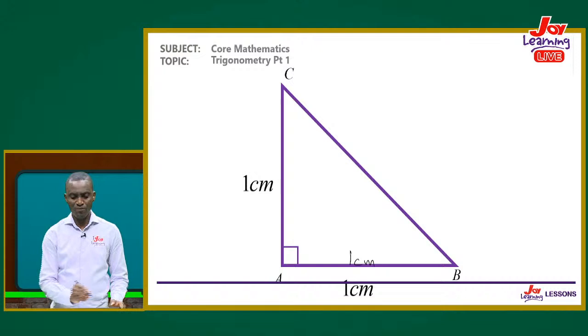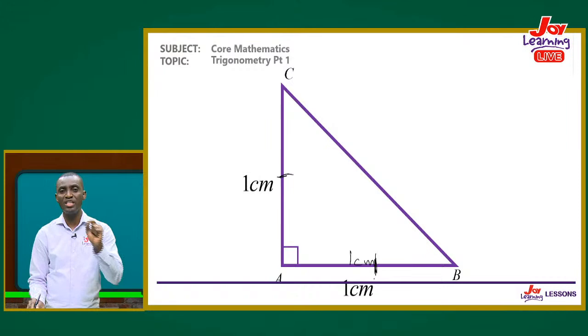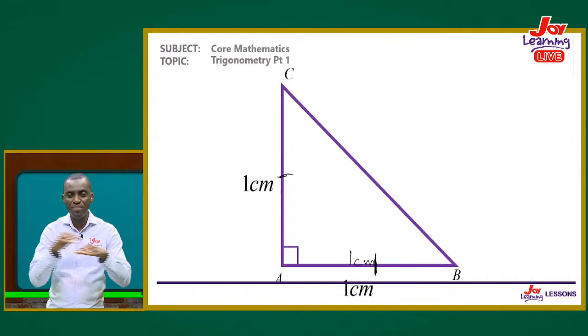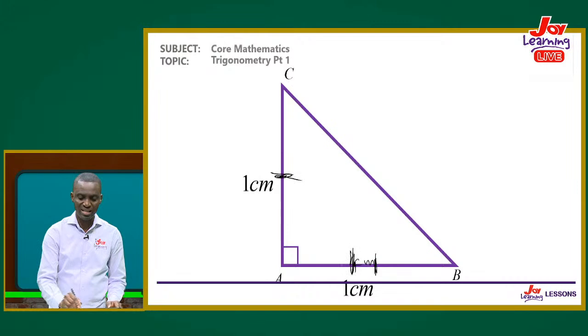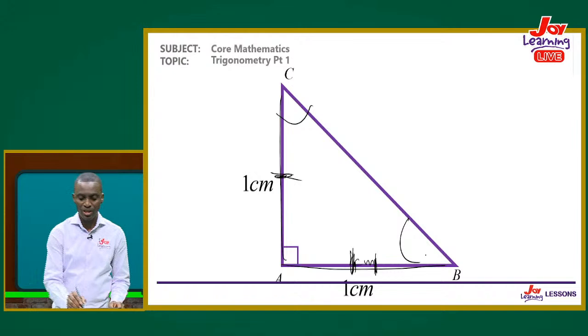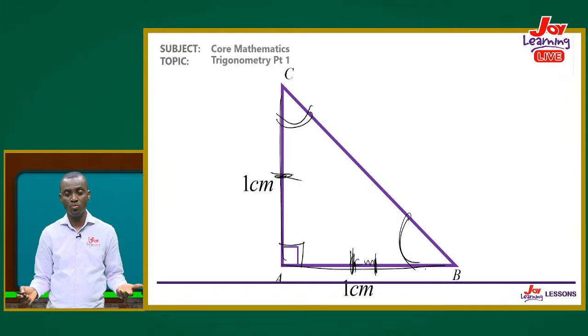Since these two sides are equal, according to the isosceles triangle property, when two sides are equal, then their base angles ought to be equal. If here is 90 degrees, then automatically these two angles must add up to 90, and they are equal. So they should give you 45, 45.